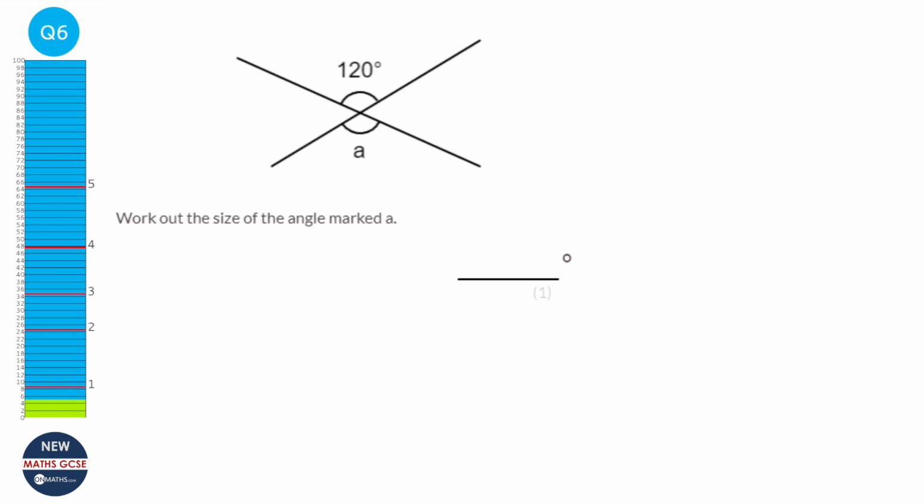Whenever you have this situation where you've got 2 lines intersecting or hitting each other, the 2 angles that are created either side of the line are always going to be equal. And we call these vertically opposite angles. So A is going to equal 120 degrees. You'll normally also need to write down the fact that they are vertically opposite angles.